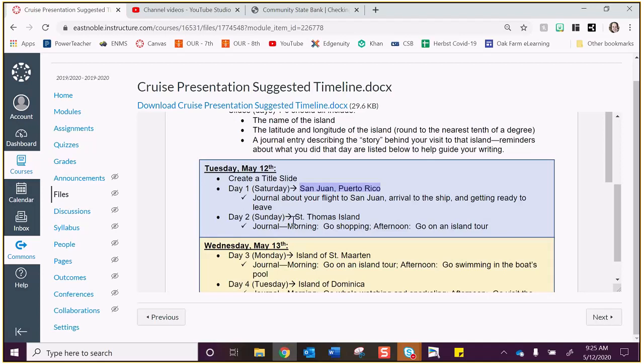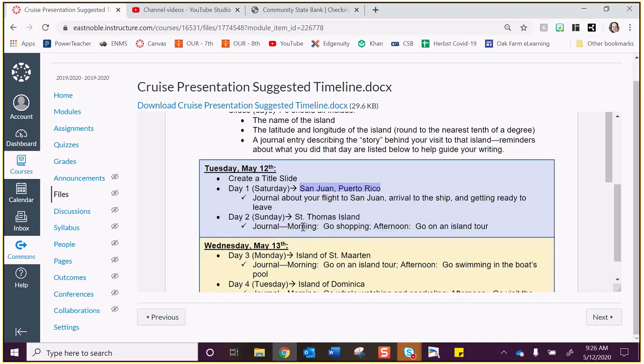Then the second day, the ship makes its first stop on St. Thomas Island. Remember here, and you can go back in your packet and read about it, what you do there. It told you in the question where you totaled everything up to $218. I think it's like question 7, 6, 8, something like that. At St. Thomas Island, remember that in the morning you went shopping, so you can talk about that. And in the afternoon you went on an island tour.